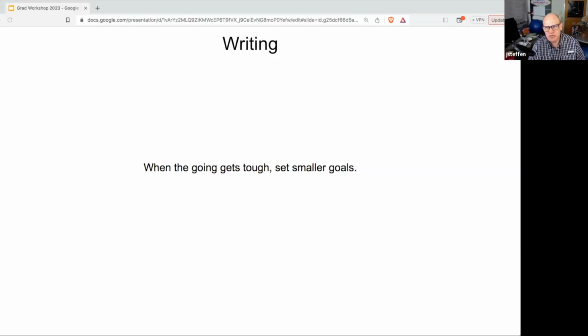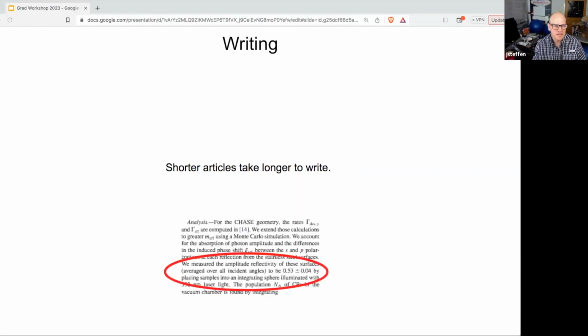If you think of it, a typical article will be between 5,000 and 10,000 words. And so if you write 250 words a day, then it'll take 3 to 6 weeks to get everything out. So every little bit helps. When the going gets tough and you don't want to write something or you're kind of stuck on something, set smaller goals. I'll write 1 paragraph today, 2 sentences before lunch, 2 sentences after lunch, whatever. That will get you through your paper, I think, faster than worrying about it.